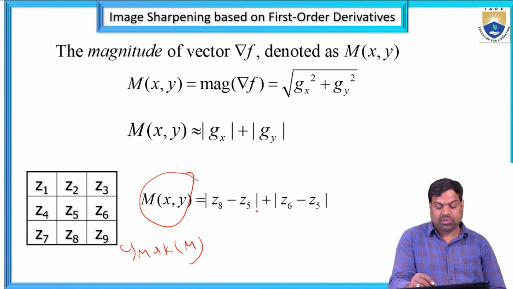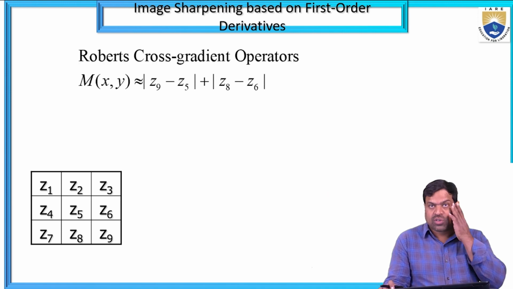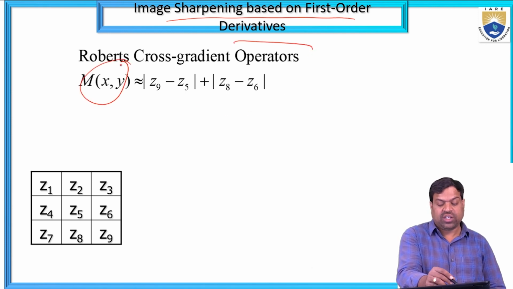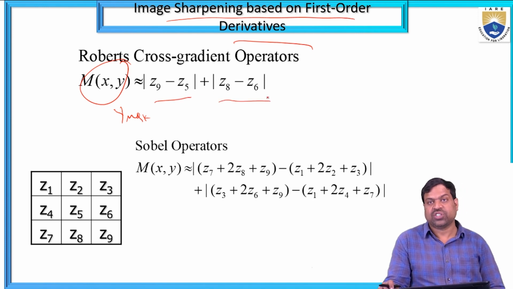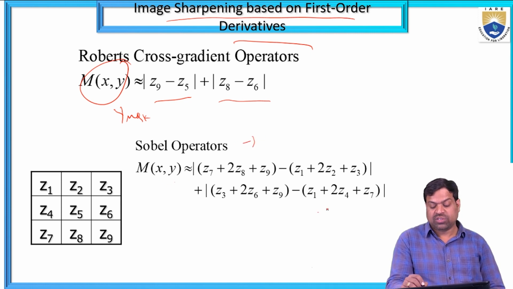So the mask M(x,y) equals (z8 minus z5) plus (z6 minus z5). Here is another example, the Roberts cross gradient operation. It is image sharpening based on the first-order derivative only. Here M(x,y) equals (z9 minus z5) plus (z8 minus z6). It is another function. So it is the Sobel operator function. M(x,y) equals this one.